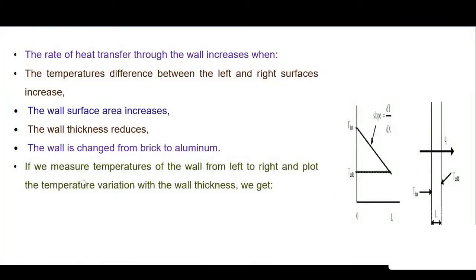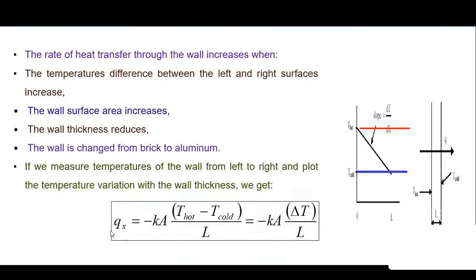And if you measure the temperature of the wall from left and right and plot the temperature variation with the wall thickness, we may get a graph like this. If you combine all these things together, we can say that the heat transfer rate in the x direction, where x stands for the direction, is proportional to the temperature difference, proportional to area, proportional to one important property of that material called thermal conductivity, and inversely proportional to the thickness of the wall.